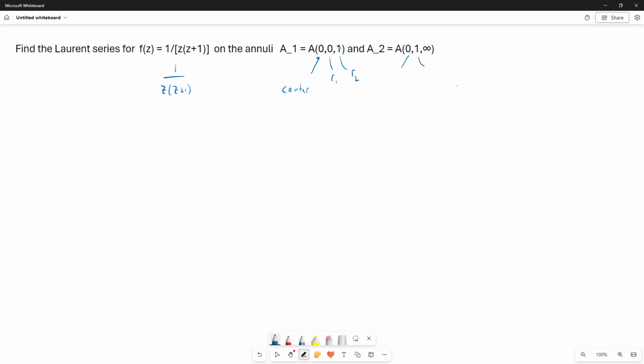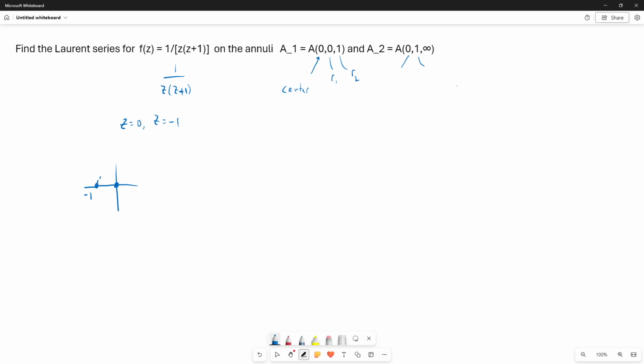These choices for the annuli come from the places where this function has singularities. This function is defined and differentiable everywhere except z = 0 and z = -1, the obvious places that cause the denominator to equal 0. So in the complex plane, we have here 0, and here is -1.